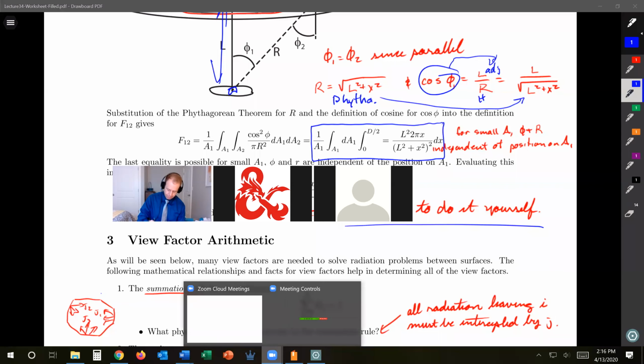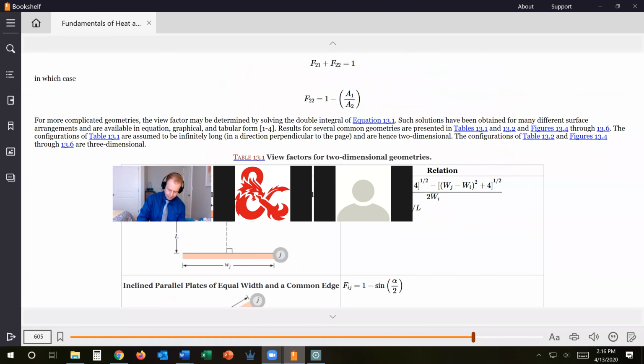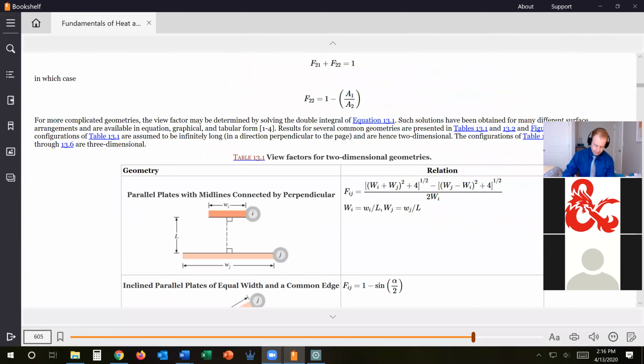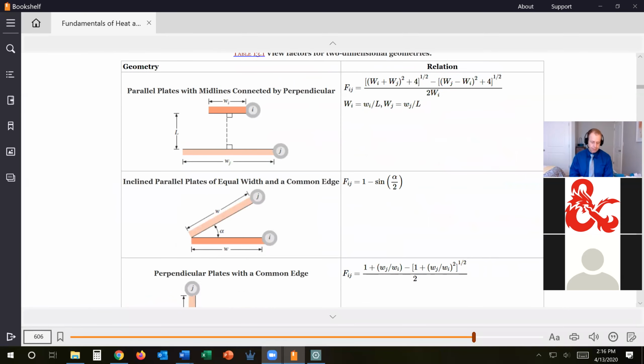In tables 13.1 and 13.2, here's 13.1. You've got parallel plates with midlines connected by a perpendicular. Basically, they are straight up and down, right? They're parallel to each other, straight up and down. You can see it's got widths of these two plates, the distance between them, and this is how you calculate the view factors, some kind of complex algebra. They got that by solving the integral that we just talked about.